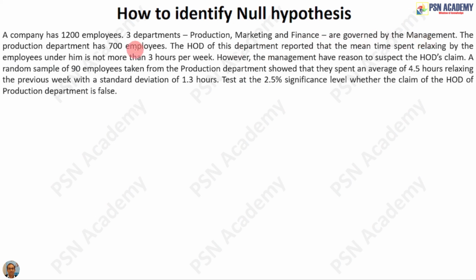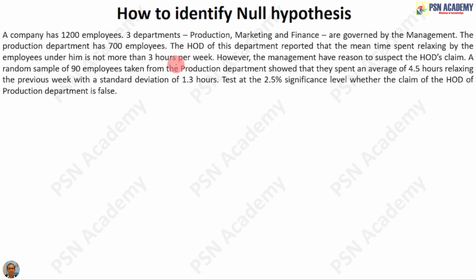Now the production department has 700 employees. The HOD of this department reported that the mean time spent relaxing by the employees under him is not more than 3 hours per week. Now, what is the meaning of this?